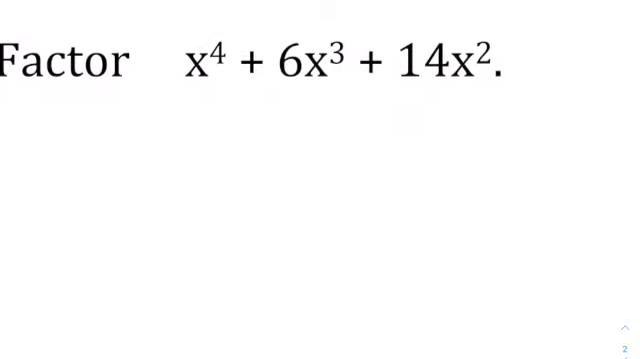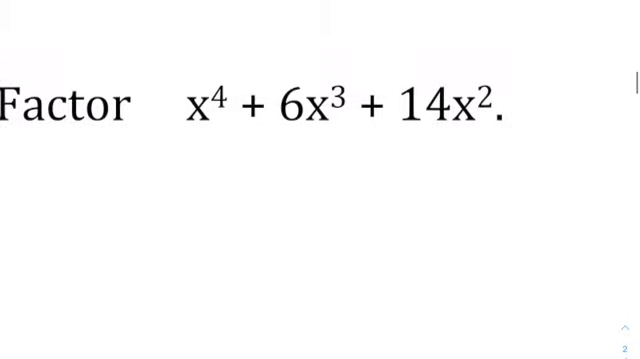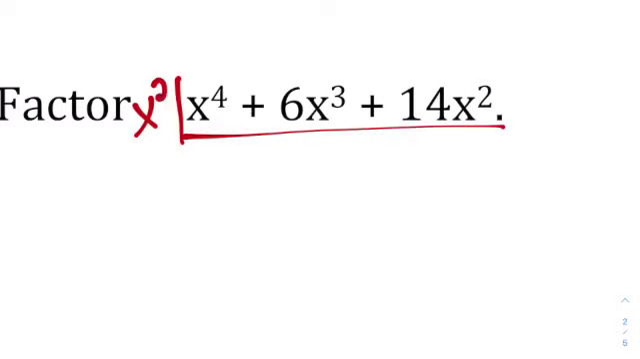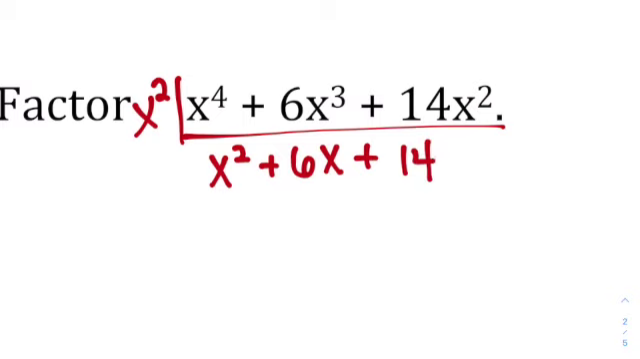Looking at the problem, you should recognize right away they all have x in common. And when you pull out x squared in common, you should have x squared, that's x to the second, plus 6x plus 14. Because you pull out x squared, there's nothing else you can do. But we need to double check, can you factor?